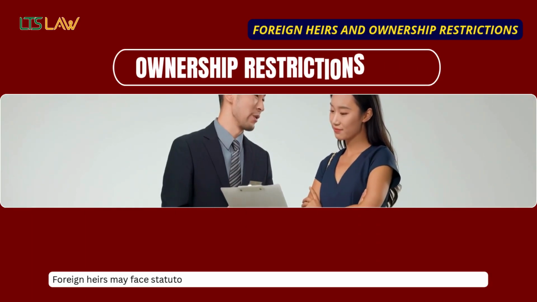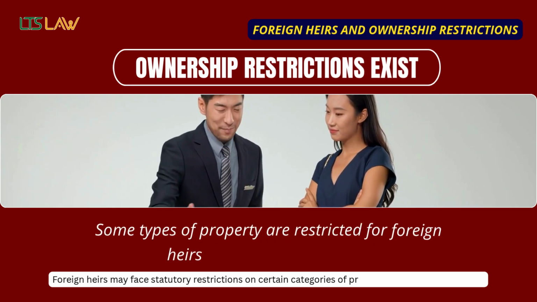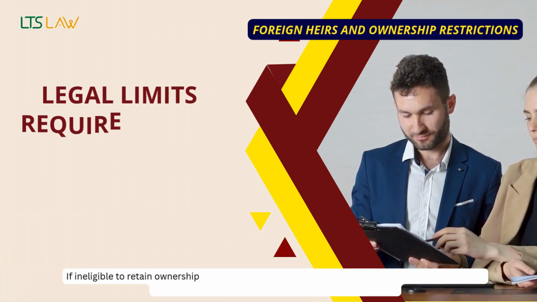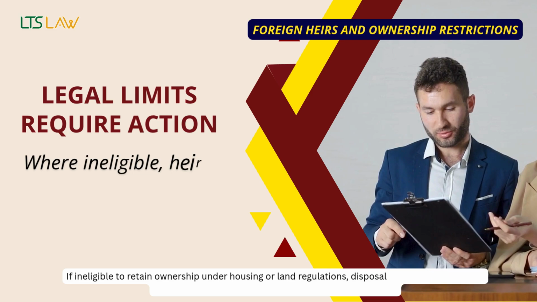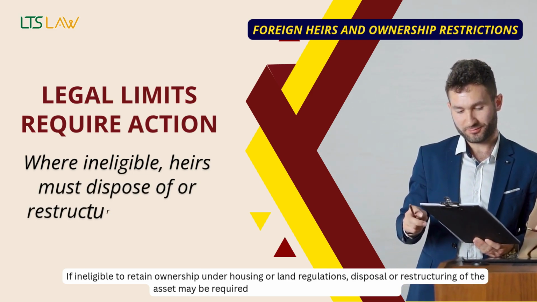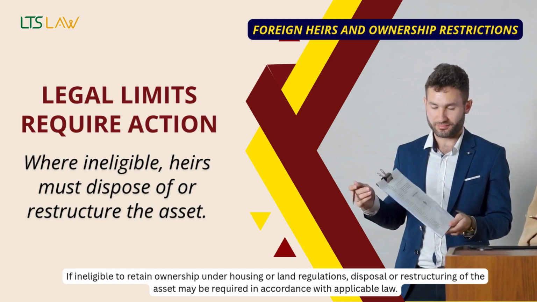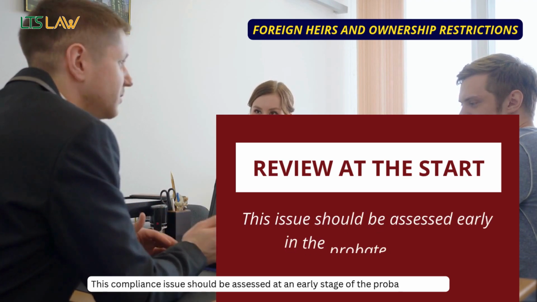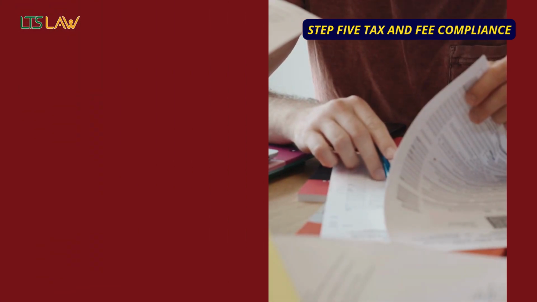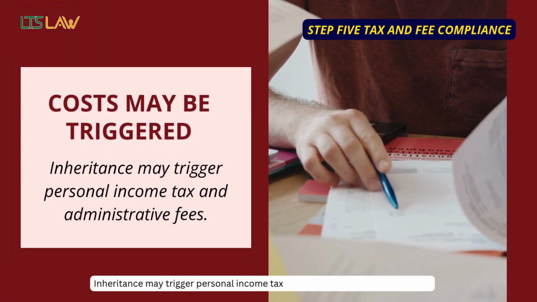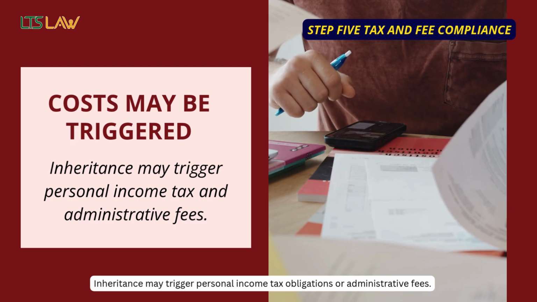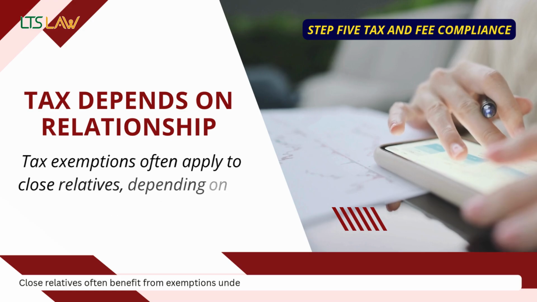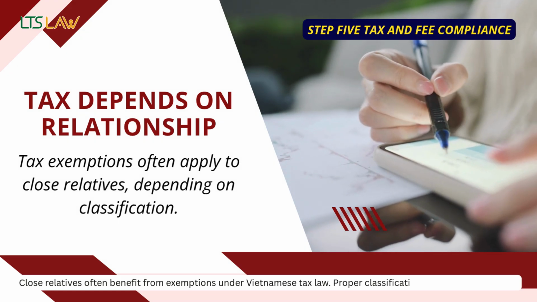Foreign heirs may face statutory restrictions on certain categories of property ownership in Vietnam. If ineligible to retain ownership under housing or land regulations, disposal or restructuring of the asset may be required in accordance with applicable law. This compliance issue should be assessed at an early stage of the probate process. Inheritance may trigger personal income tax obligations or administrative fees. Close relatives often benefit from exemptions under Vietnamese tax law. Proper classification affects cost exposure.